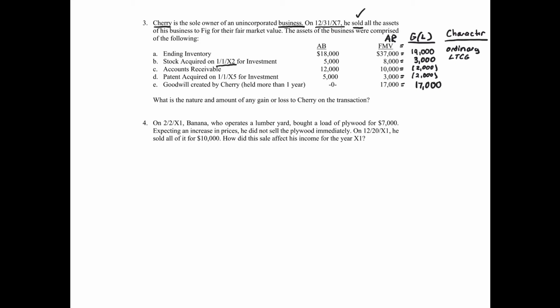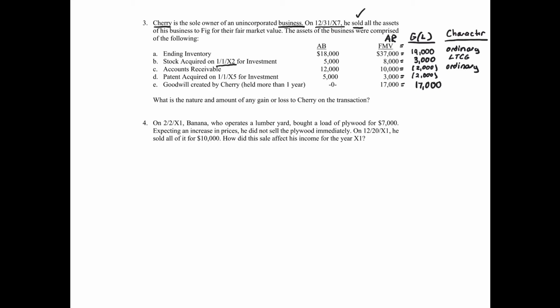C, accounts receivable, $2,000 loss. Accounts receivable, just like inventory, is always going to be ordinary in tax. Always ordinary. So we can go ahead and put ordinary. It's not a capital asset because it's number 5 in our list. Ordinary loss of $2,000.